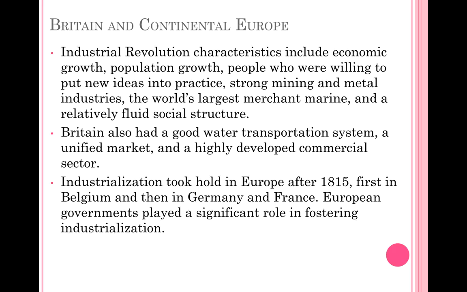Industrialization took hold in Europe after 1815, first in Belgium and then in Germany and France. European governments played a significant role in fostering industrialization, and a great example would be the government in Germany. Towards the end of the 1800s, Germany will have more railroads per square mile than any other European country.